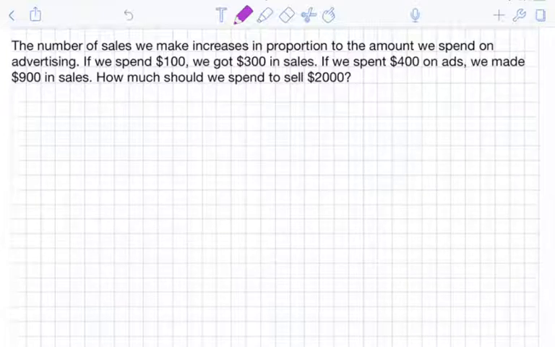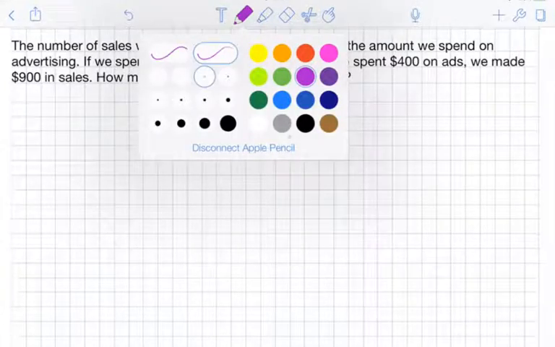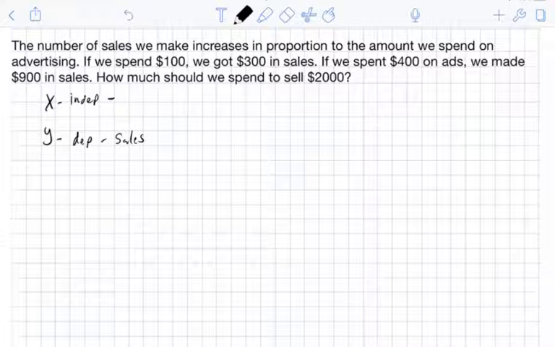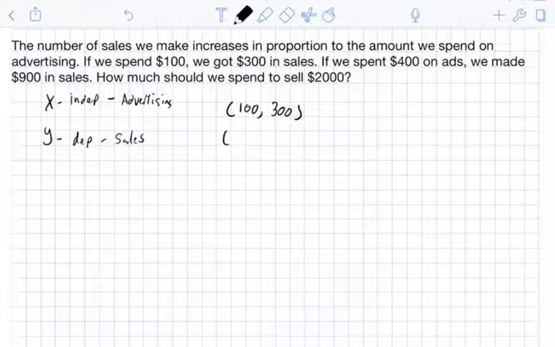How to do that? Well, what depends on what? Maybe the sales depend on the advertising. The more you spend on advertising, the more you get in sales. So the first data point is 100 in advertising, 300 in sales. And the second is 400 in advertising, 900 in sales.